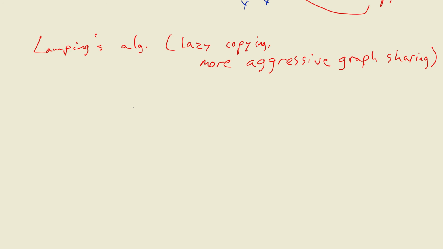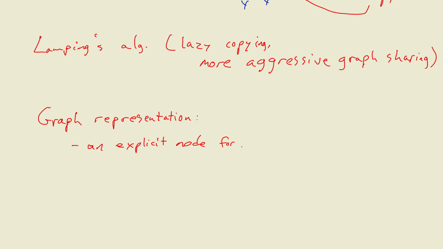Okay, so the first thing is the basic graph representation is going to be a little bit different than what we just saw. You use an explicit graph node for duplicating. When there's a duplication, you don't just have a bunch of pointers going to the same subgraph. You have an explicit node that mediates that.